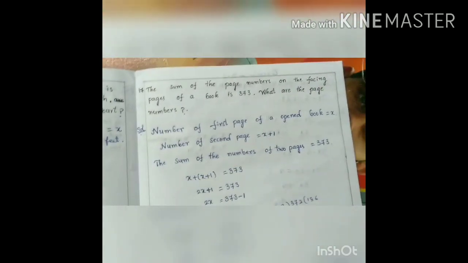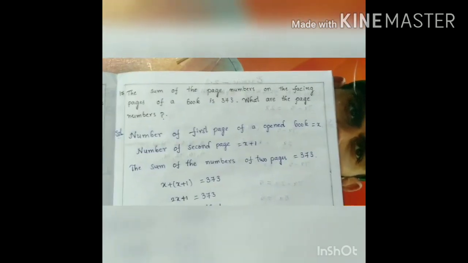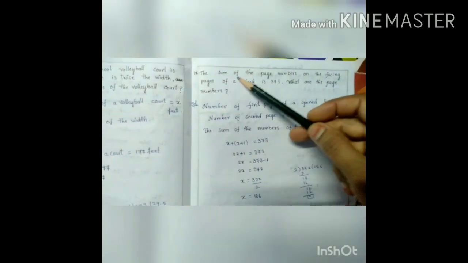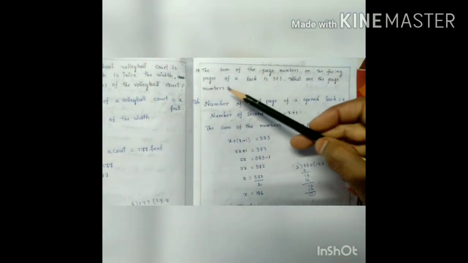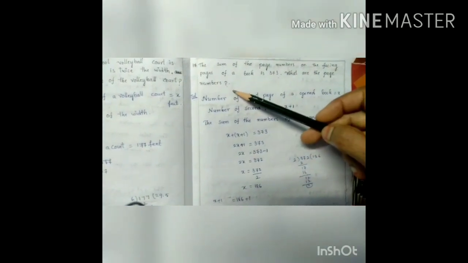Okay children. Next continuation, 17th problem. The sum of the page numbers on the facing pages of a book is 373. What are the page numbers? Let the number of the first page of the opened book be x. The number of the second page is not given, you just find it.